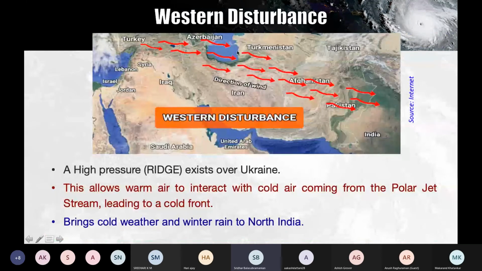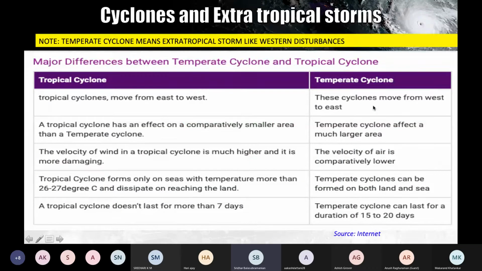So it can produce rain all the way from Afghanistan to Pakistan and all the way to the northern part of India, and then finally, because of the presence of the Himalayas, these winds get blocked by the Himalayan ranges and they dissipate out. Okay, so these extratropical storms have a tendency to impact a larger area, but they don't bring a lot of damage. They only bring rain or snow. They don't bring a lot of damage like a tropical cyclone.